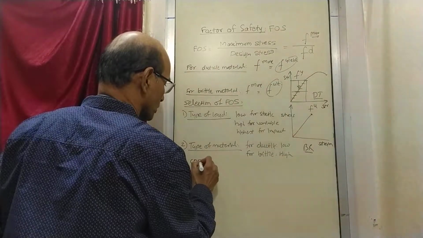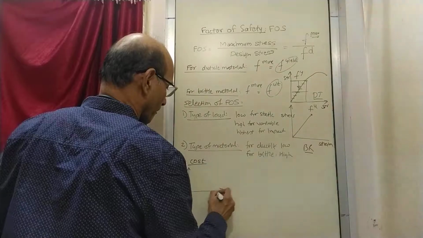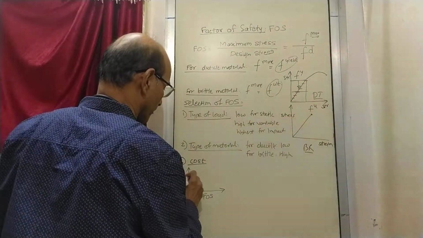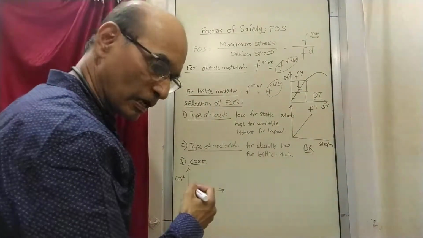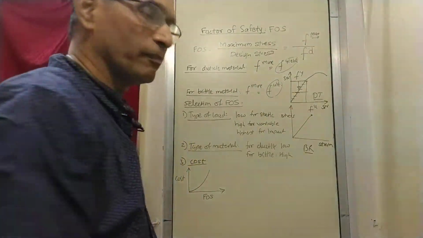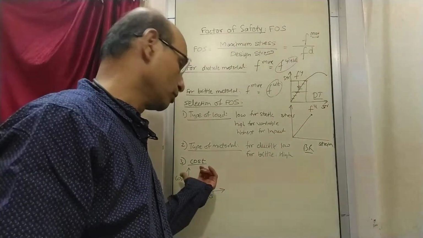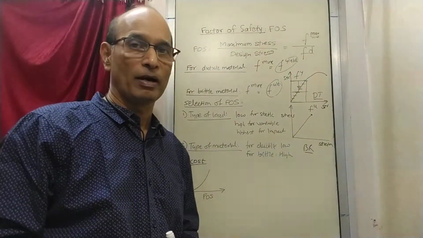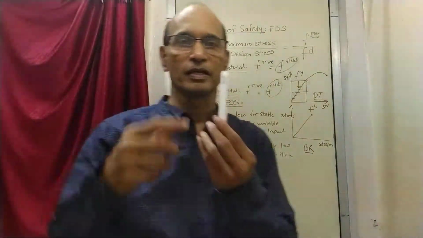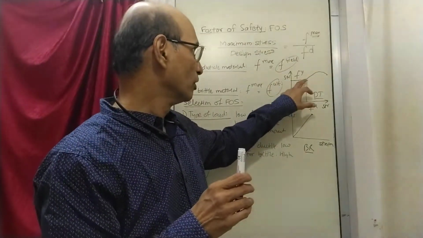It depends on cost. So how is it related to cost? Now this I will show by a graph. This graph is increasing. That means as the factor of safety increases, your cost is going to increase. Now why is it so? Why is the cost going to increase? Because suppose in this case a rod, we have applied some factor of safety. That means we have applied some stress. We have taken some value of stress.